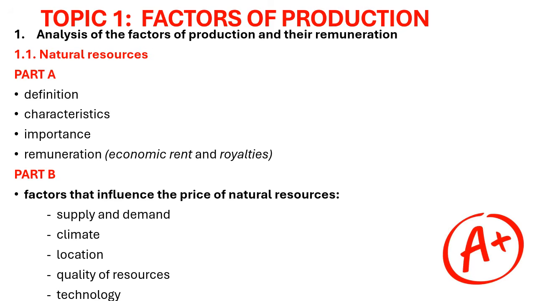We're going to look at one, supply and demand. Two, the climate. Three, the location. Fourth, the quality of resources. And fifthly, technology. These are important factors that influence the price, meaning these are the factors that influence an increase or decrease in the price of our natural resources. This is what is going to be critical and important for us to achieve a full analysis of natural resources as a factor of production. Are we still together?